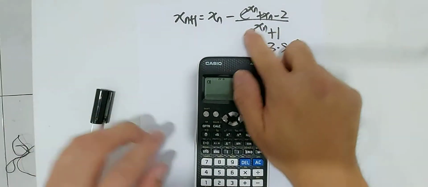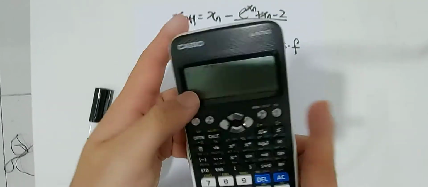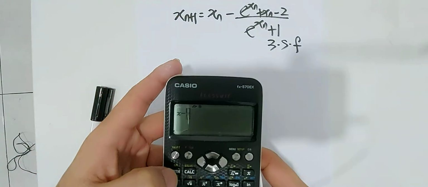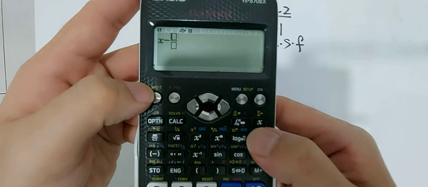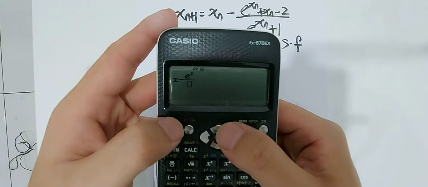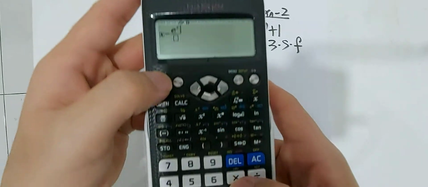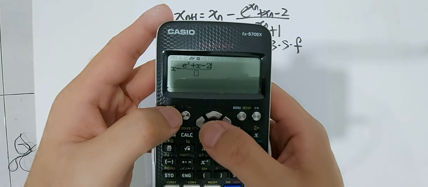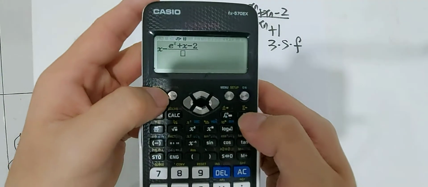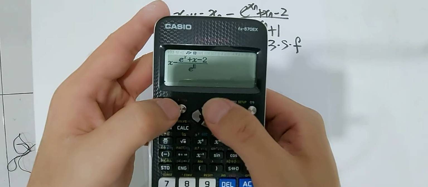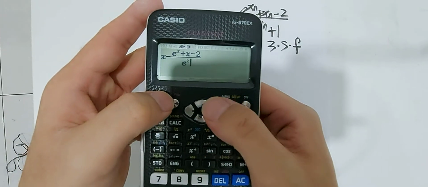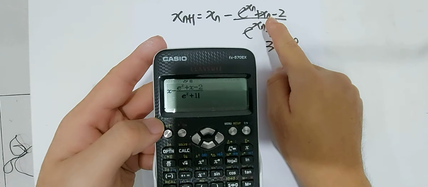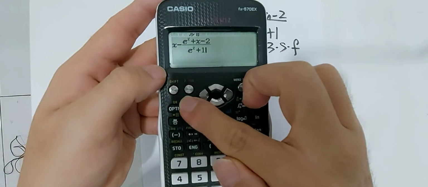We have to key this into your calculator at first. So it will be alpha x minus, shift ln here, so we have alpha x, pressing the arrow to bring down, plus alpha x minus 2. Then going down, we have e to the power of alpha x, plus 1. I have keyed in exactly the same. Make sure this is correct. Then I press the calculate button.